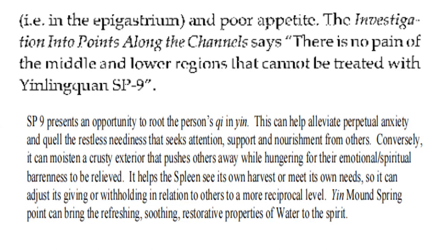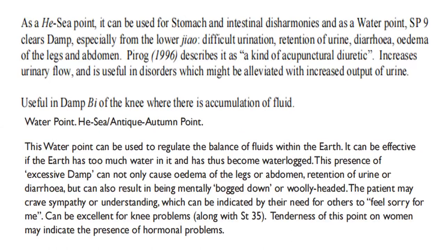In Yin Mound Spring, the point can bring the refreshing, soothing, restorative properties of water to the spirit. As a Hesi point, it can be used for stomach and intestinal disharmonies, and as a water point, Spleen 9 clears dampness downward, especially from the lower jiao: difficult urination, retention of urine, diarrhea, edema of the legs and abdomen. Pirog describes it as a kind of acupuncture diuretic, increasing urinary flow, and useful in disorders which might be alleviated with increased output of urine.